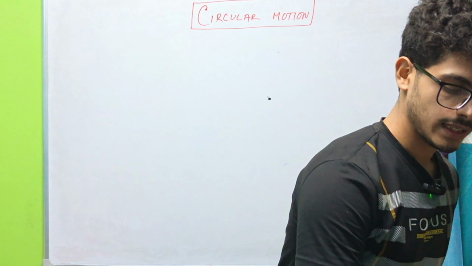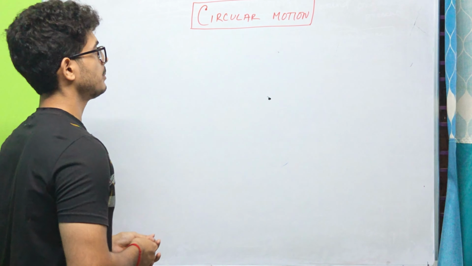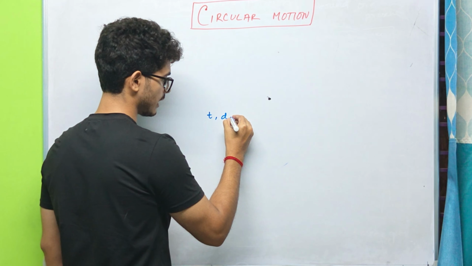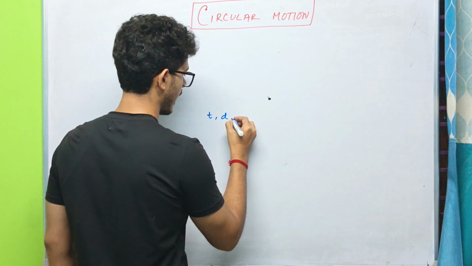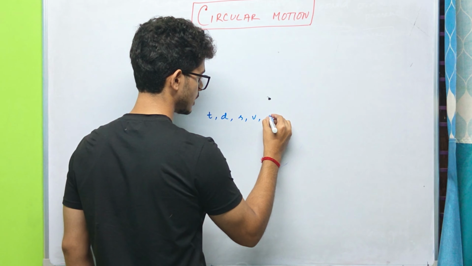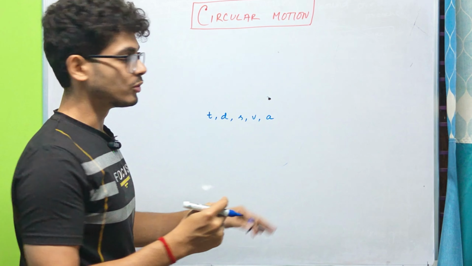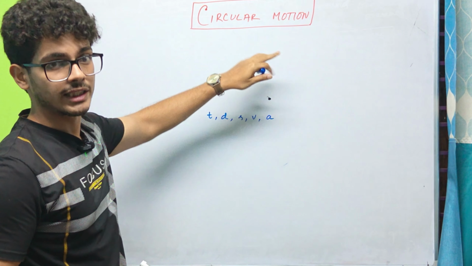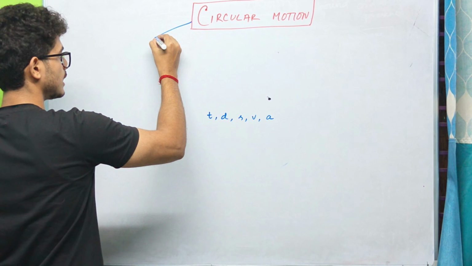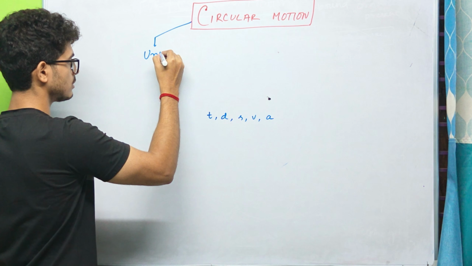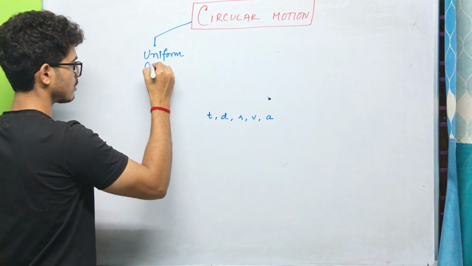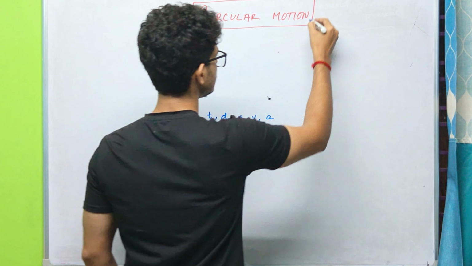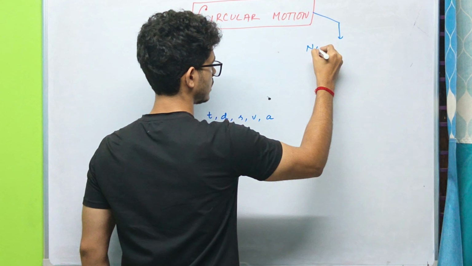Now, if we classify this motion on the basis of its time interval and the distance traveled in the time interval and the speed and velocity acceleration of the body moving in the circular path, we can further classify circular motion into two parts. One is uniform circular motion and the other one is non-uniform circular motion.